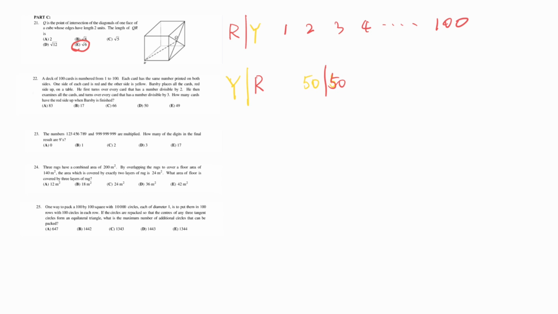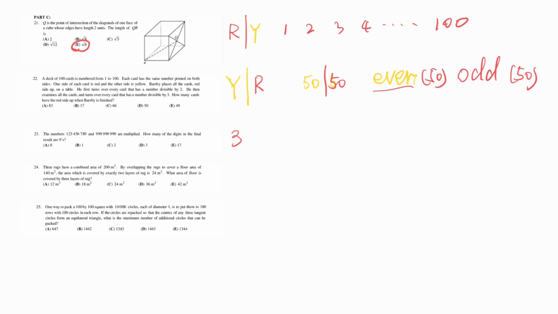All the even numbers will be yellow because they turned the even ones. All the even numbers are yellow. All the odd numbers are red. So 50 red, all the odd numbers, and 50 even numbers. Now he turns the cards divisible by 3. The first turn was divisible by 2, that's the even numbers. Now he turns those divisible by 3.